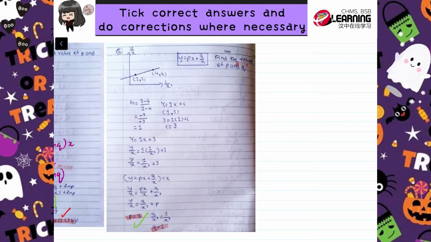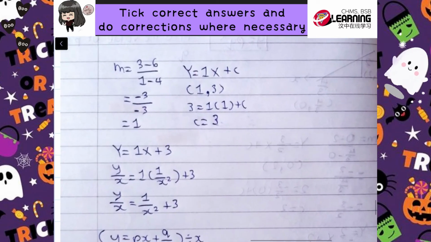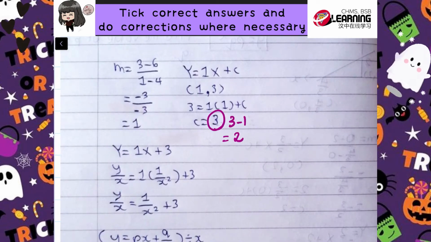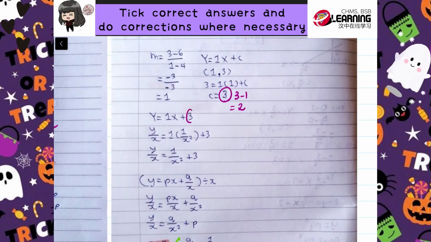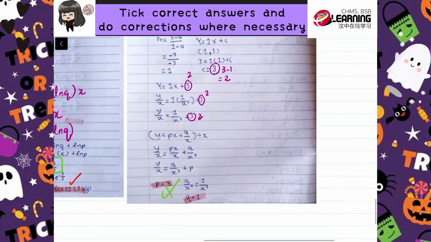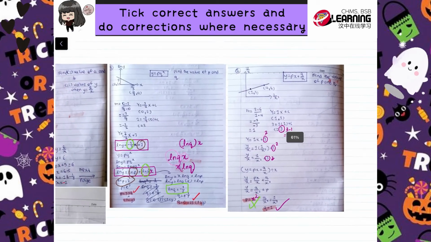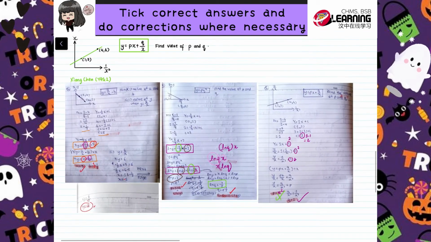Okay, and question number 6. P is 3. No, it's not 3. It's supposed to be a 2. Okay, you look at this. This one wrong. This one's supposed to be 3 minus 1, so it's 2. Okay, so this one's supposed to be 2, supposed to be 2, supposed to be 2. And that's why your P is supposed to be 2. And your Q is correct, which is 1. Okay, so that's all from the previous lesson.